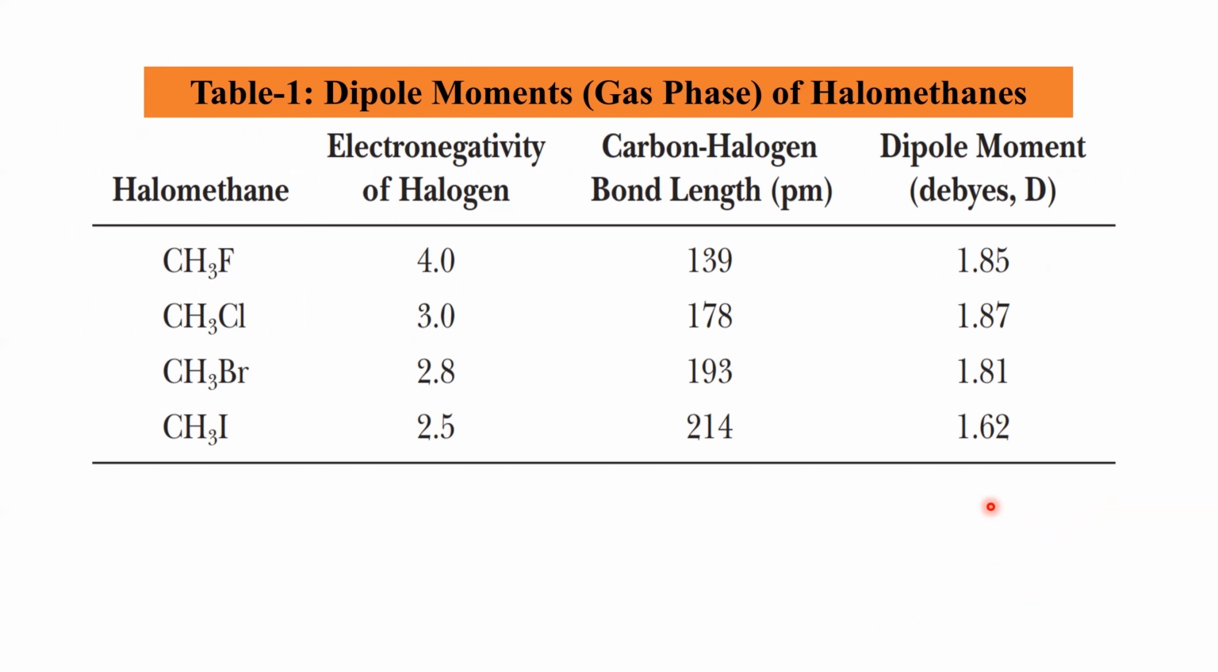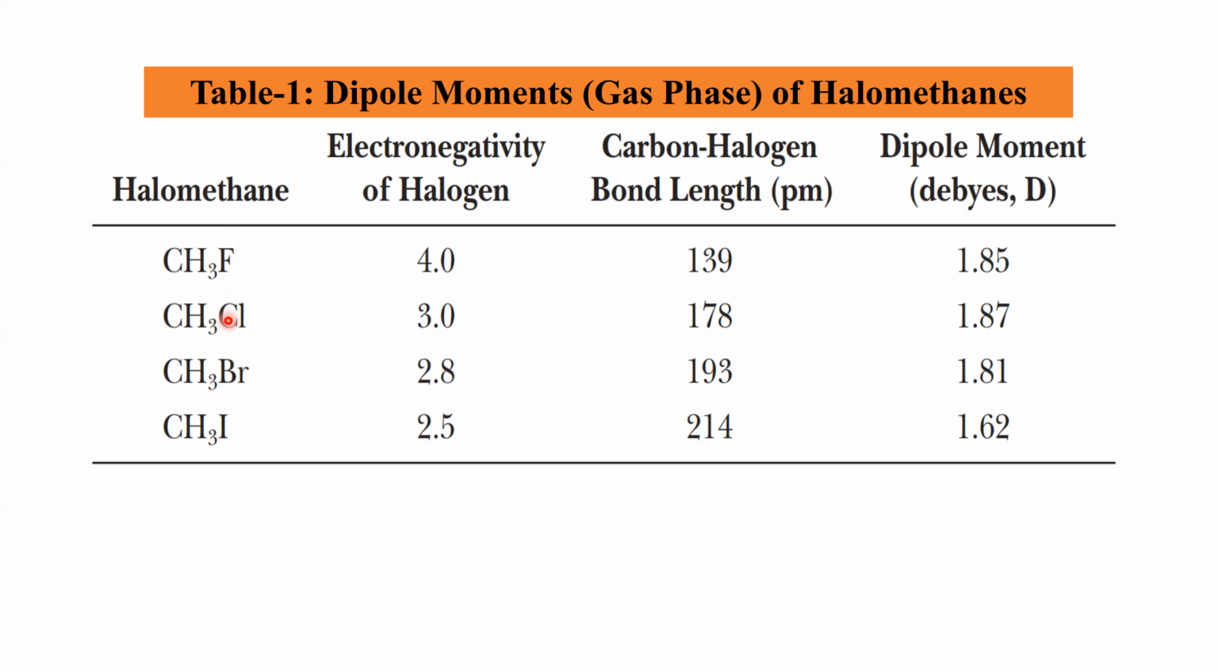In this slide you can see the table giving the dipole moment of the halomethanes, in comparison to the electronegativity of the halogen X, which has replaced hydrogen in the hydrocarbon, and the carbon-halogen bond length in picometers. The dipole moment is given in debye. As we stated, the dipole moment depends on the magnitude of the charge on the participating elements, and then the bond length.